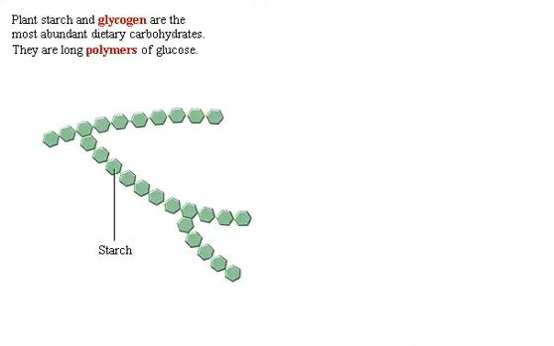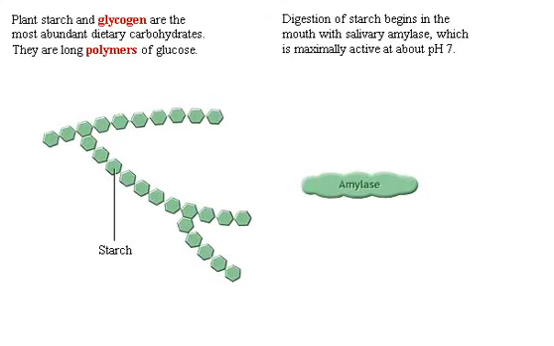Plant starch and glycogen, animal starch, are the most abundant dietary carbohydrates. Carbohydrates are long polymers of glucose. Digestion of starch begins in the mouth with salivary amylase, which is maximally active at about pH 7. Drag starch to amylase to begin.